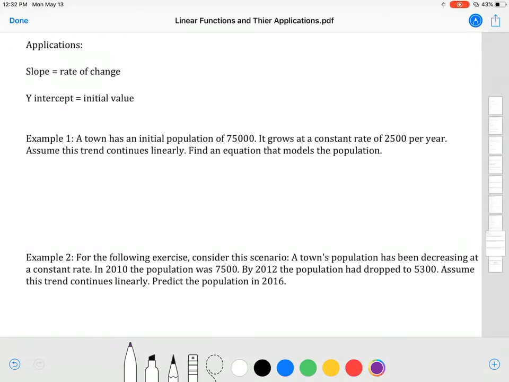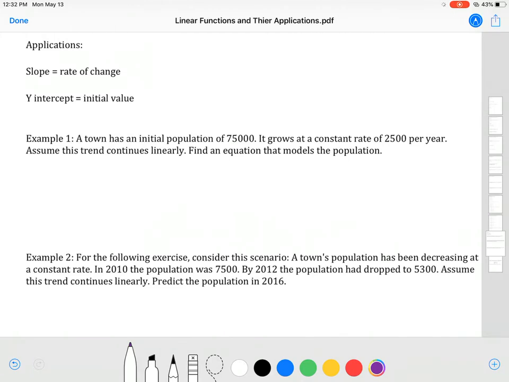In this video, we're going to talk about linear applications, and something to keep in mind is that these are applications in which we have a constant rate of change. So the rate of change that we're talking about in the problem will be the constant rate of change, which will also be our slope of the line.